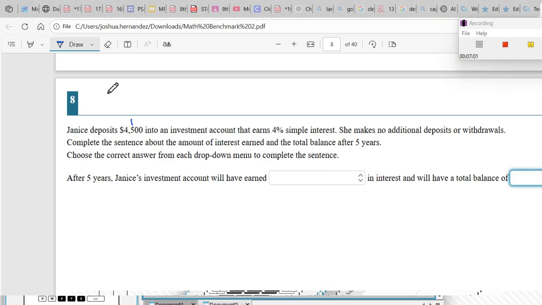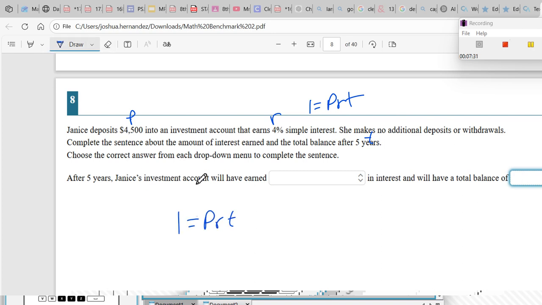Janus put 4,500 into an investment account. That's my principal. That's my rate. Simple interest, so I'm going to use I equals PRT. She makes no additional deposits or withdrawals. It's just earned in 5 years. That's my term. So we want the interest, right? After 5 years, Janus's investment account will have earned that much in interest. So it's going to be I equals I.